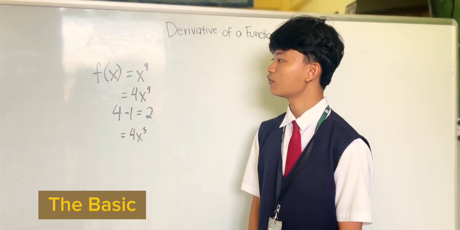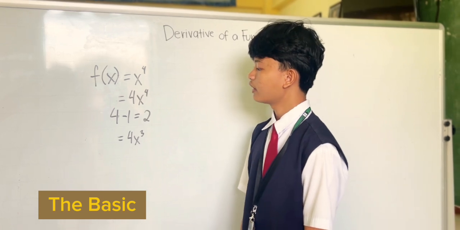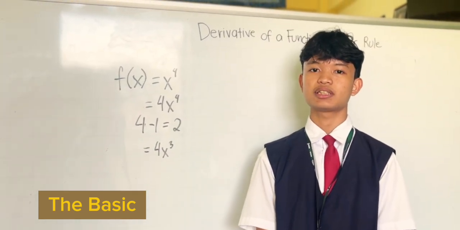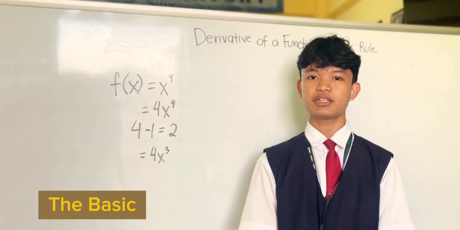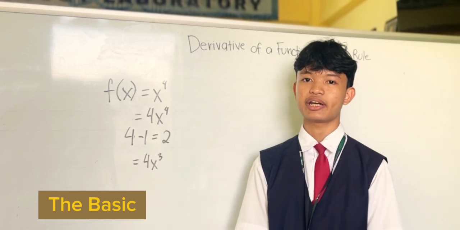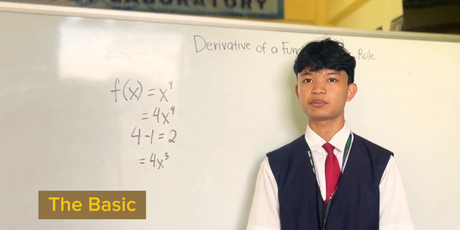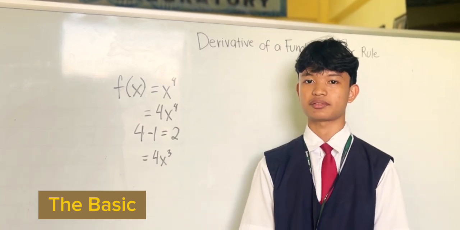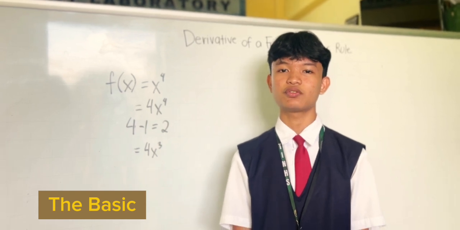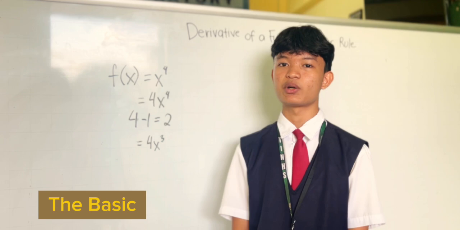Then the derivative of f of x equals x raised to 4 is f prime of x equals 4x raised to 3. The power rule states that if f of x equals x raised to n, then the derivative of it is f prime of x equals nx raised to n minus 1. This means we multiply the function by the exponent and then subtract 1 from the exponent. In conclusion, using the power rule makes it easy for us to find the derivatives. We only need to bring down the exponent and reduce its power by 1.